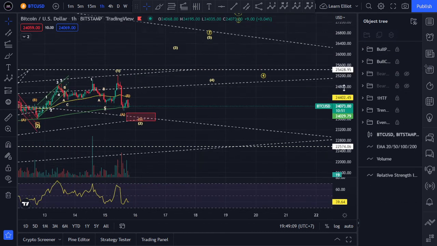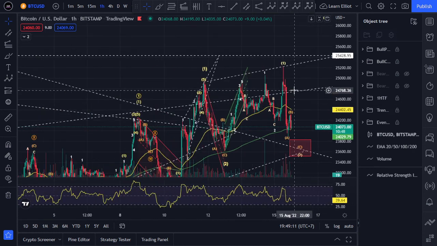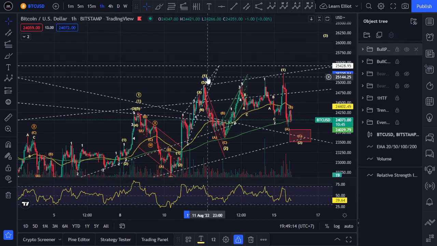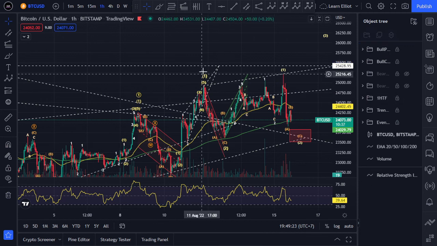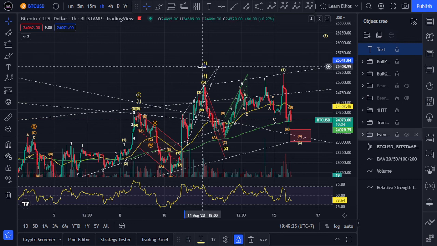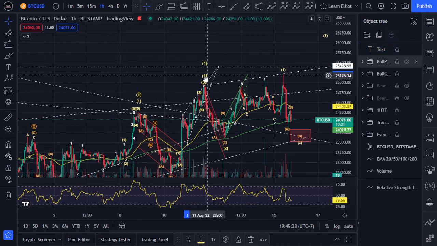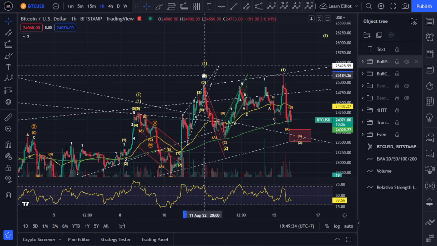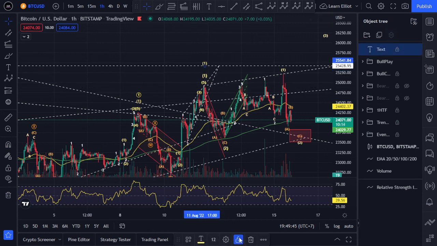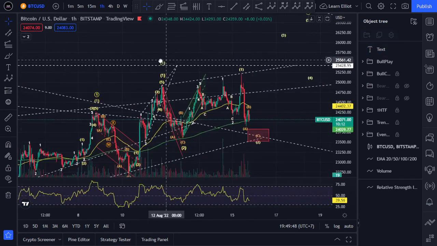So I missed one count here, this 1-2 setup. Oops, not this one, not this one, not this one. Oh yeah, this one. It's correct actually. Yeah. So this 1-2 setup. Yeah, this is the 1-2 setup.